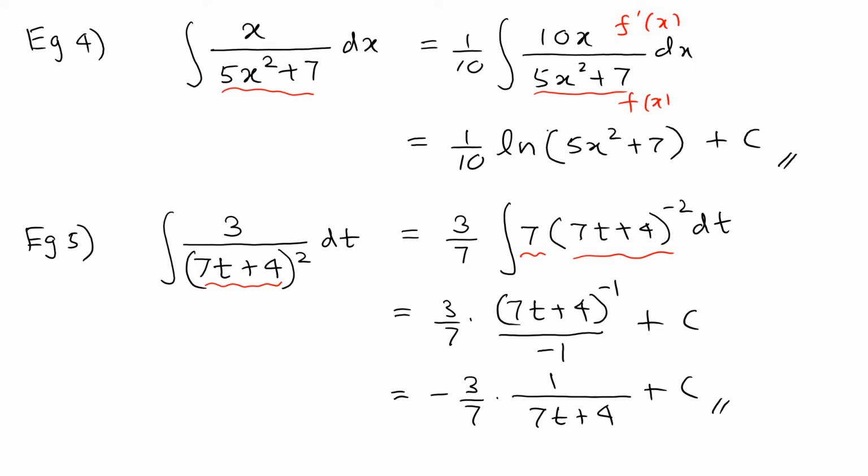You can leave it like that, or you can actually multiply inside. You can also write this one as negative 3 over, if you multiply by this one, you're going to get 49t plus 28 plus c. You don't have to, but you can. You can leave it like that. So both are okay. You can write either this or that in the exam. Okay, let's go look at the next one.